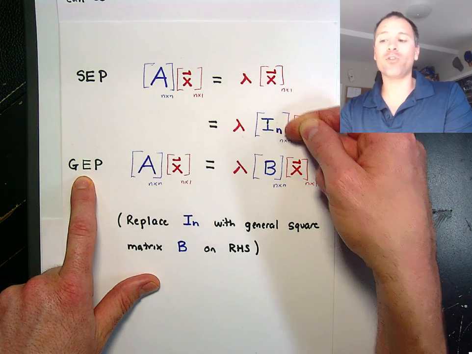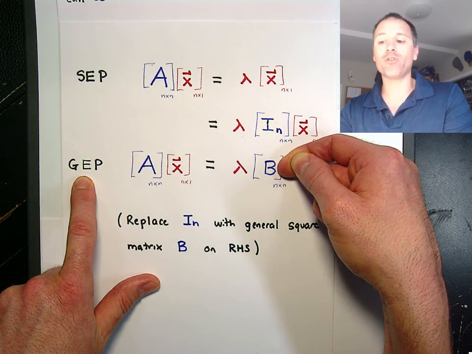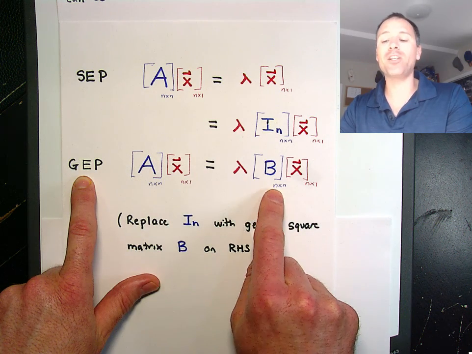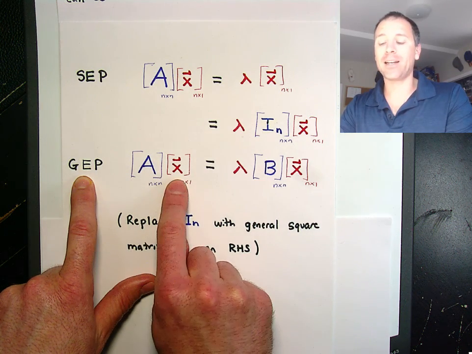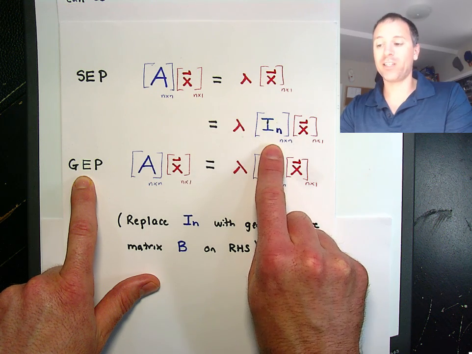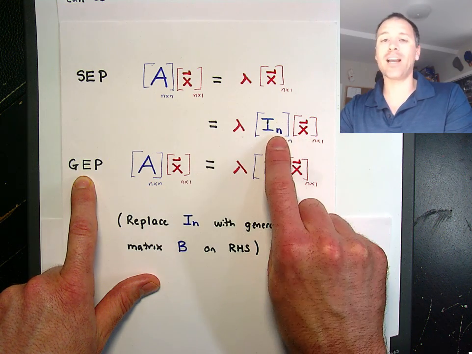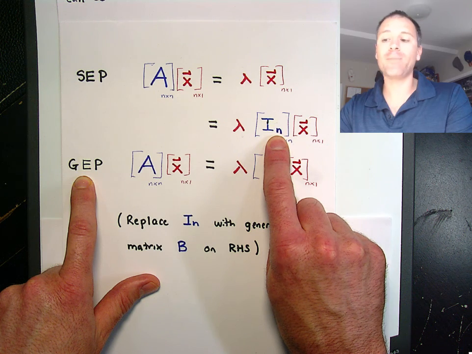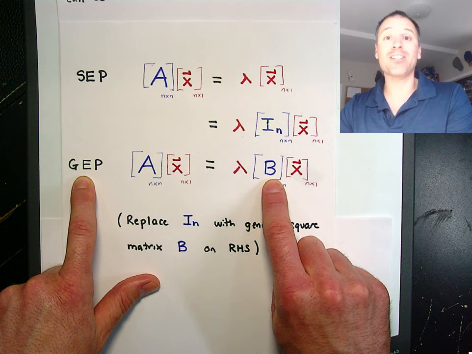Replace the identity matrix with a general square matrix and still maintain the same relationship that A times x is equal to lambda times a matrix times x. In the standard eigenvalue problem, that matrix is the identity. In the general eigenvalue problem, it's a general matrix.